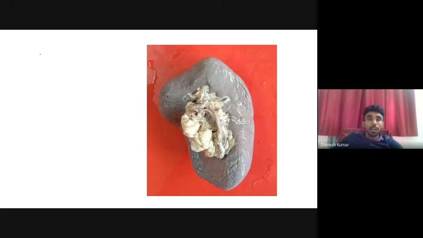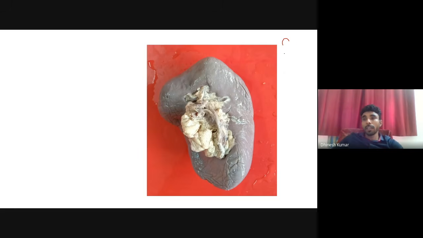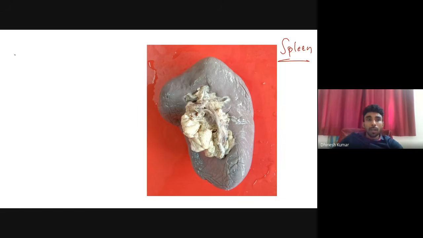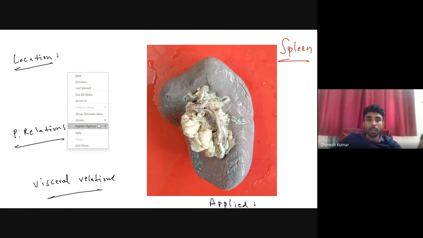Fine. Now, the possible question related to the spleen. Actually, you are seeing the specimen of spleen here. Just one or two possible questions are there related to the spleen. One is the location of the given specimen, otherwise peritoneal relations of the given specimen, otherwise visceral relations of the given specimen. And the applied aspect. I hope you will know all the answers for all the possible subquestions.